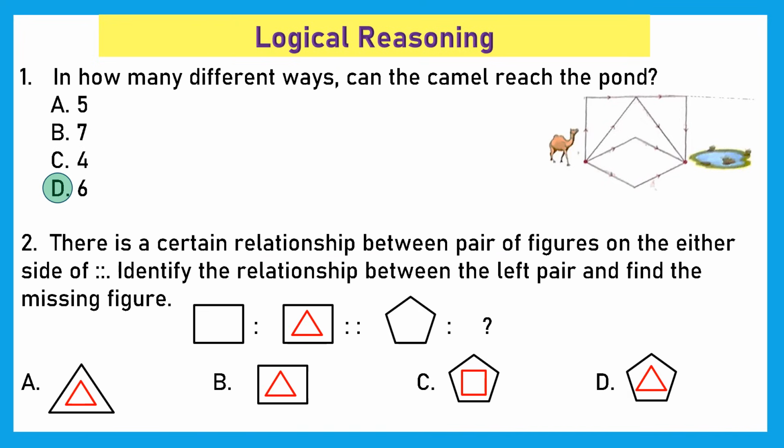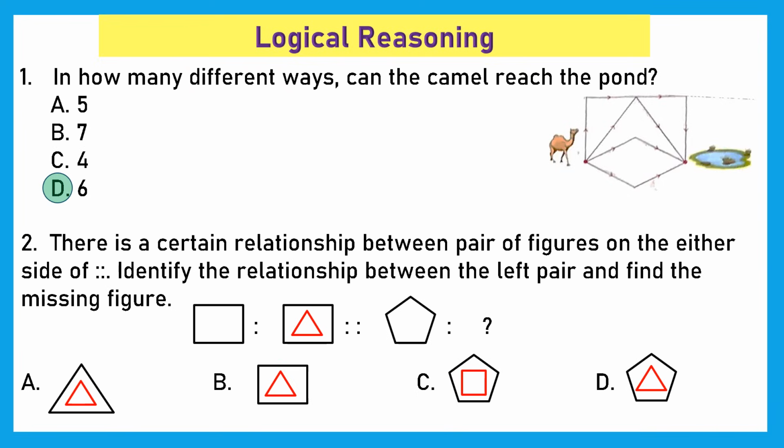Question 2. There is a certain relationship between the pair of figures on either side of the analogy. Identify the relationship between the left pair and find the missing figure. So let's see the relation. In the first pair, I can see a square, and inside the square there is a triangle. The first thing which comes to mind is that a square has 4 sides, whereas a triangle has only 3 sides, that is -1. Let's try to put the same relation in the second pair.